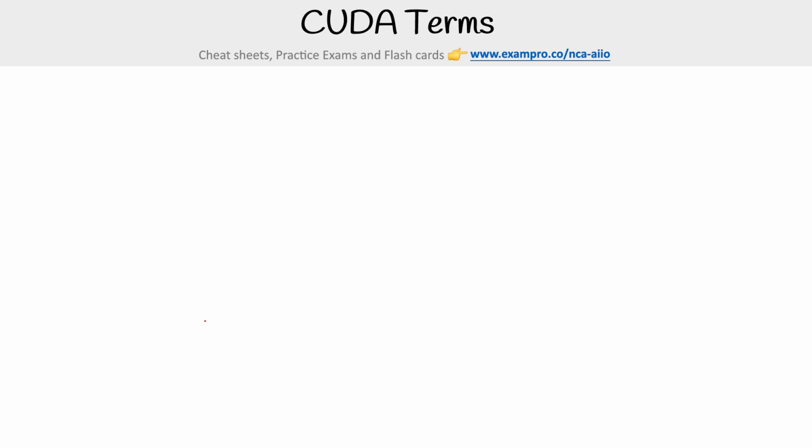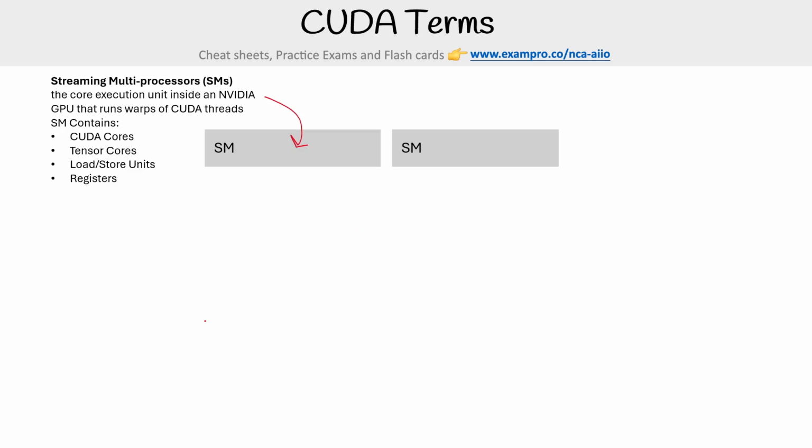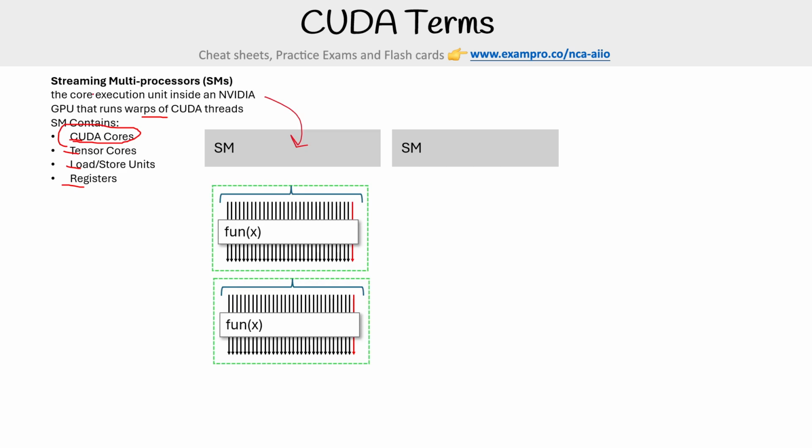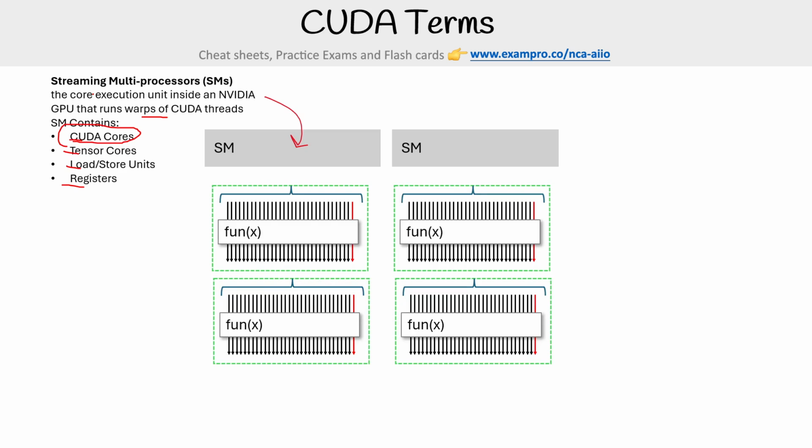If we go up a bit, we were talking about these streaming multiprocessors. So the idea here is that you have these SMs, which are the core execution unit inside the NVIDIA GPU that runs warps of CUDA threads. And so an SM contains the CUDA cores, tensor cores, load/store units, registers. We're just focused on this one right here, okay, CUDA cores. And so this SM has a couple CUDA cores, and this one has a couple CUDA cores.